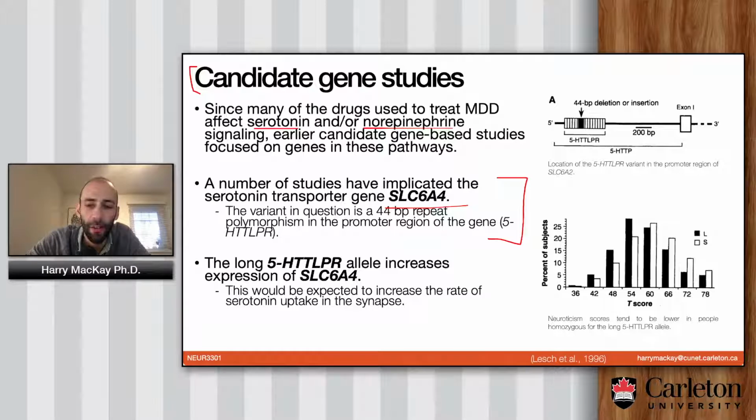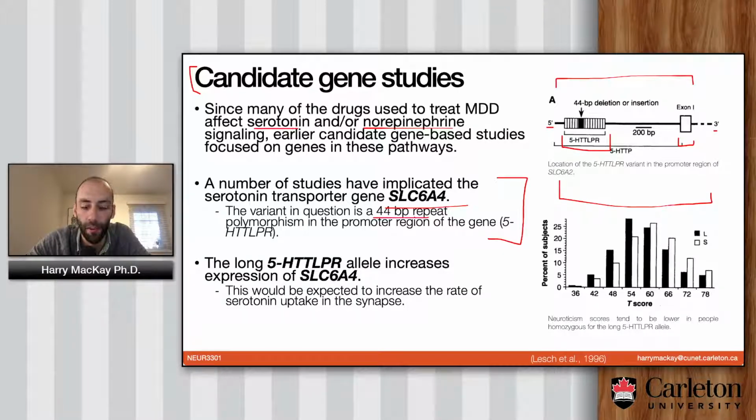And there is a fairly common variant here. It's a 44 base pair repeat polymorphism that's located in the promoter region of the gene. So here we have a map of the gene. This was first mapped out in the late 90s using old-fashioned mapping technology. So here's the promoter region of the gene. Here's your first exon. Genes, as always, are read from 5' to 3'. And then here you have this 44 base pair indel.